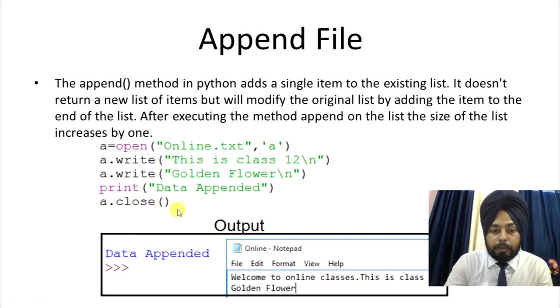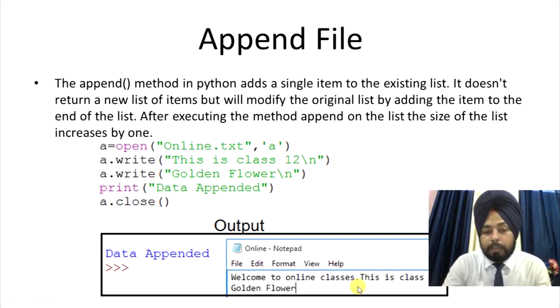After running the program, this will be the output. On the Python screen, it will show this one message, data appended, and in the text file, this data will be shown. Welcome to online classes. This is class golden flower, or whatever data is written there. Let's take the practical of this program.